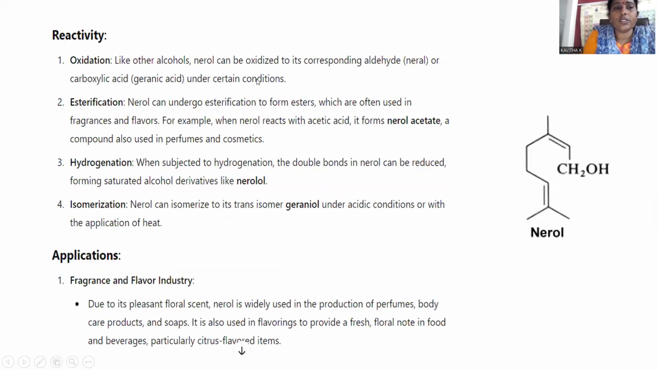Nerol easily goes through oxidation. Here is the chemical composition we can see, where two double bonds are present, one side has a methyl group, and two isoprene units are joined. It is an acyclic system, no ring structure is there, and we can go with the oxidation of this one. Whenever oxidation is possible, the corresponding aldehyde or carboxylic acid is generated under certain conditions. Here the hydroxy group finally converts into COOH, meaning a carboxylic acid is generated.